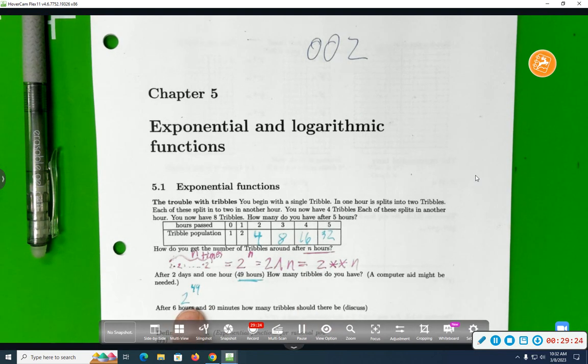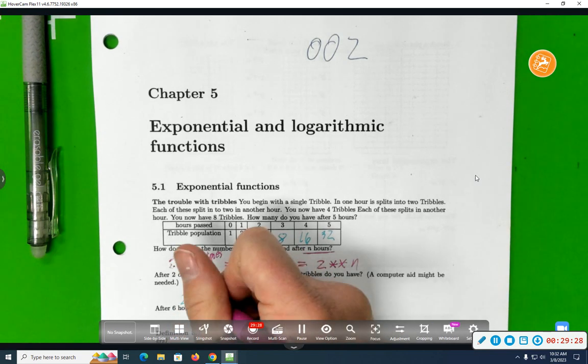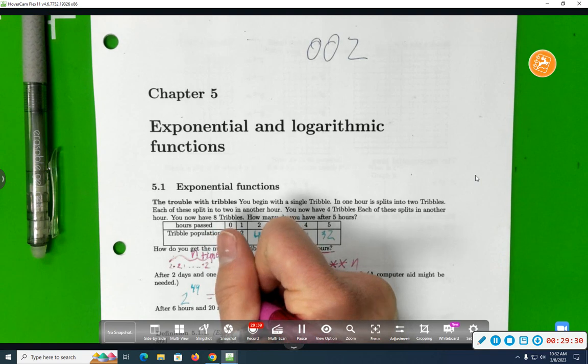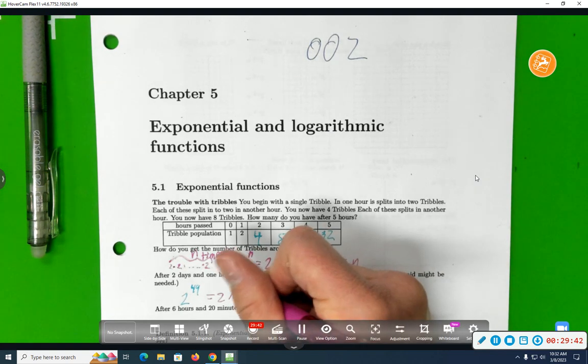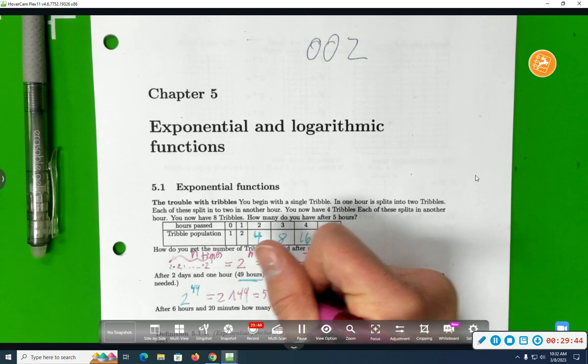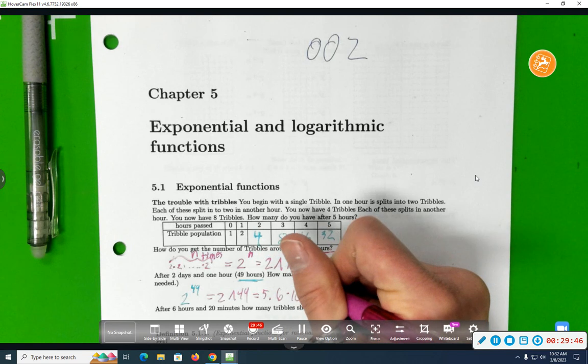Nice. So, if you want the number of tribbles after 49 hours, it will be 2 raised to the power of 49. And maybe I'll encourage the use of a calculator for this computation. What is 2 to the power of 49, approximately? Yeah. 5.63 times 10 to the 14th. 5.6 times 10 to the 14th power.